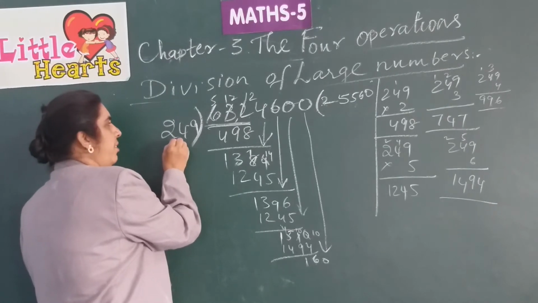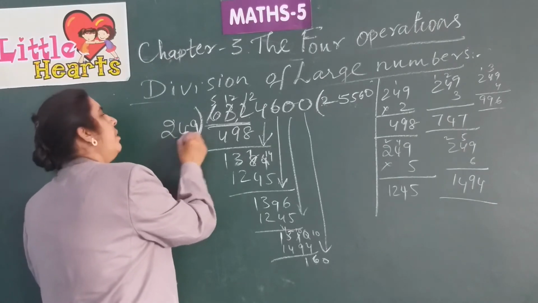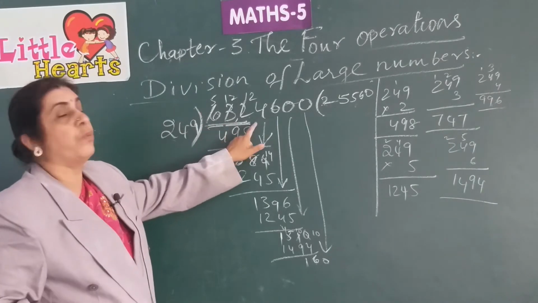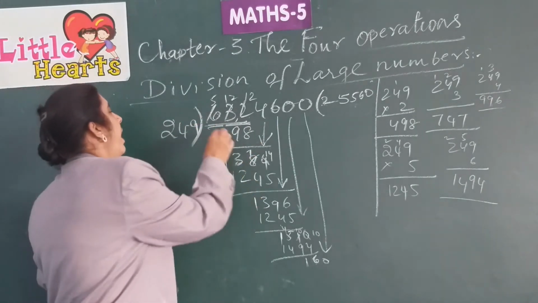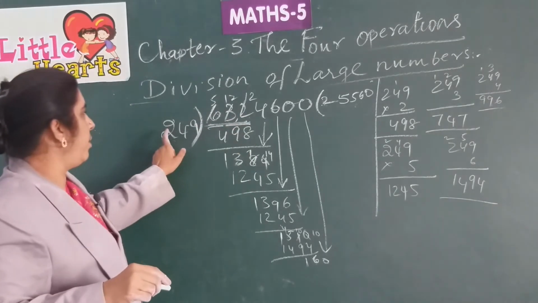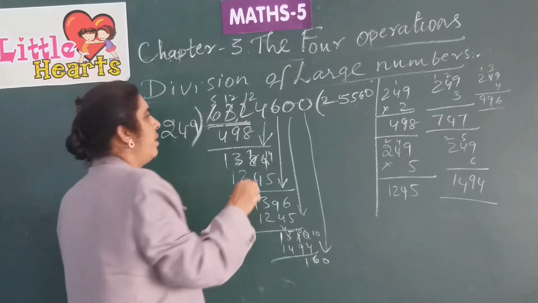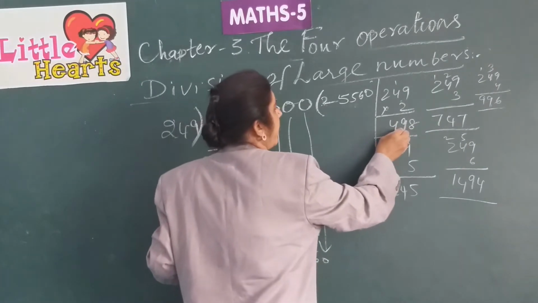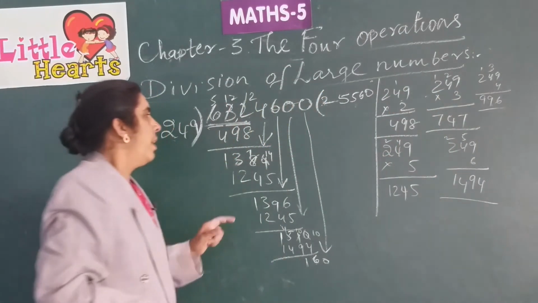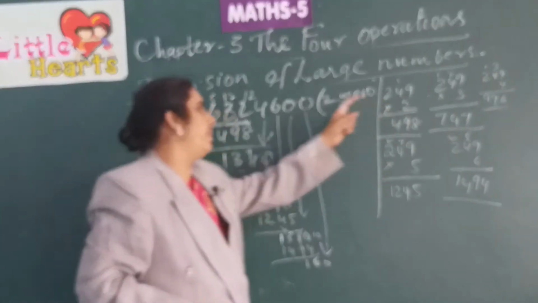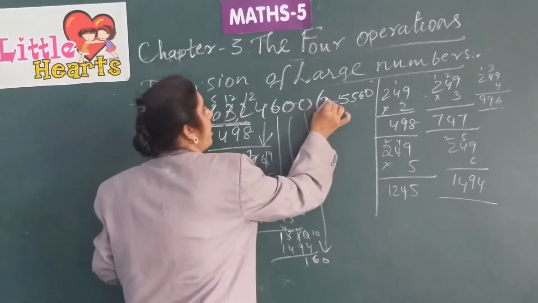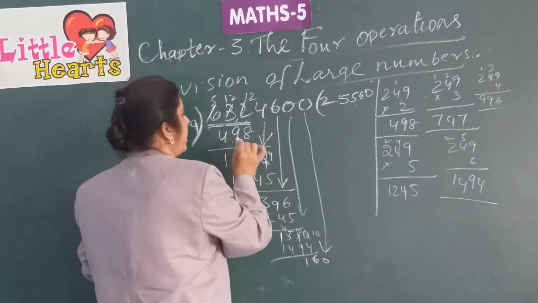As it is greater than 249, we go with three digits. If the three digits are less than 249, we shall go with the fourth digit. 249 ones are 249, 249 twos are 498, and 249 threes are 747. As 747 is greater than 632, we shall go with 249 twos, that is 498.